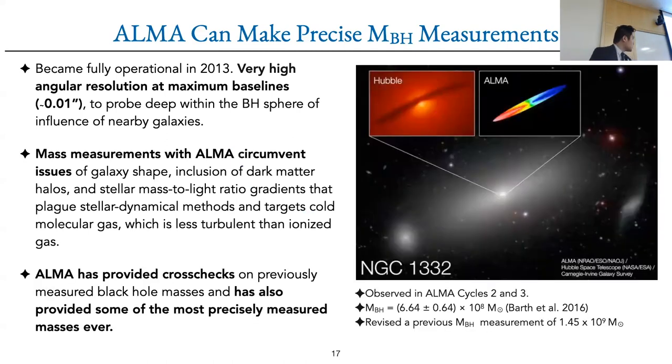So to start, I'll talk about NGC 1332. This is a target that Aaron measured back in 2016. It has a black hole mass of about 6.64 times 10 to the 8, or 664 million times the mass of the sun. And not only was it a very precise measurement, it revised a previous measurement of the black hole in the system that was more than a factor of 2 higher. So it has already provided cross-checks.